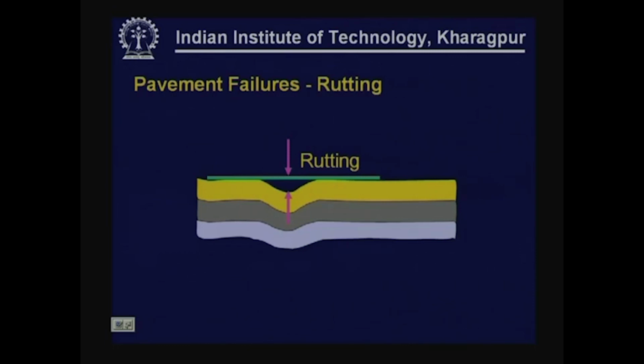Normally this occurs along the wheel path. Most of the wheels travel in a particular channelized manner, and that is the portion which undergoes this rutting. So that is the path which would carry most of the wheels.